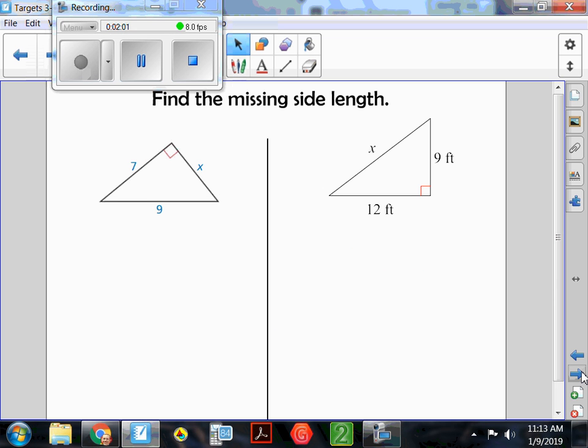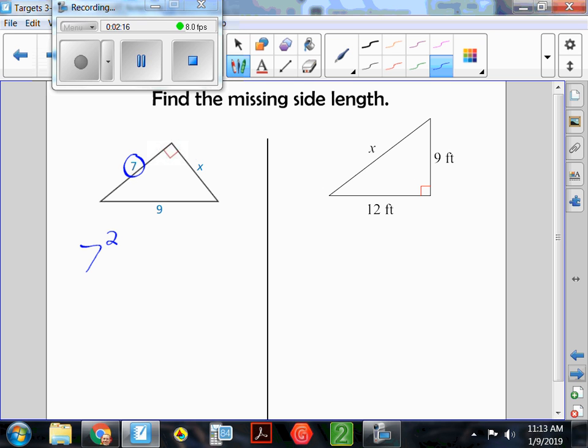Here are two examples of working through the Pythagorean theorem to find the value of x. I'm going to start with the problem on the left. Remember, I have to set it up so that the leg squared plus leg squared is equal to hypotenuse squared. So 7 squared and x squared, because 7 and x are both legs of the right triangle. The hypotenuse is equal to 9, so that's going to equal 9 squared. The hypotenuse is always by itself, either on the left or the right.